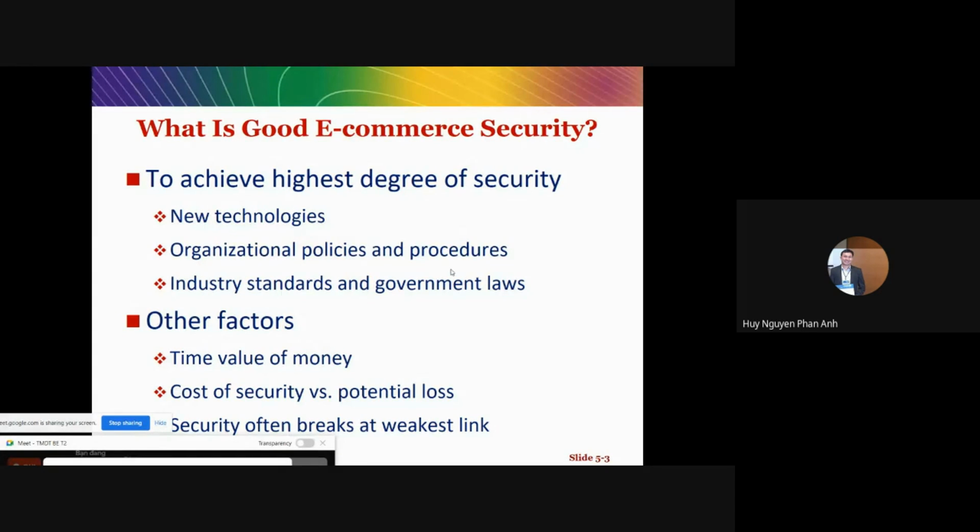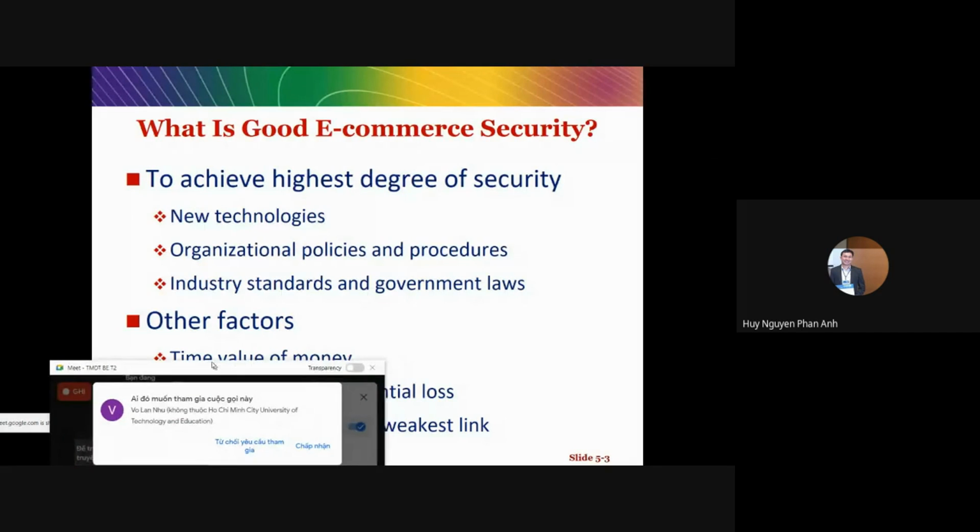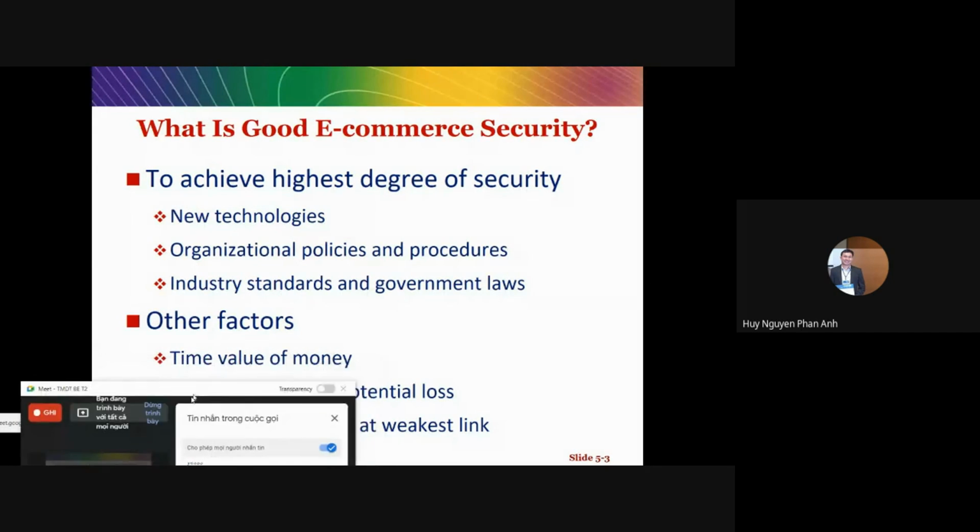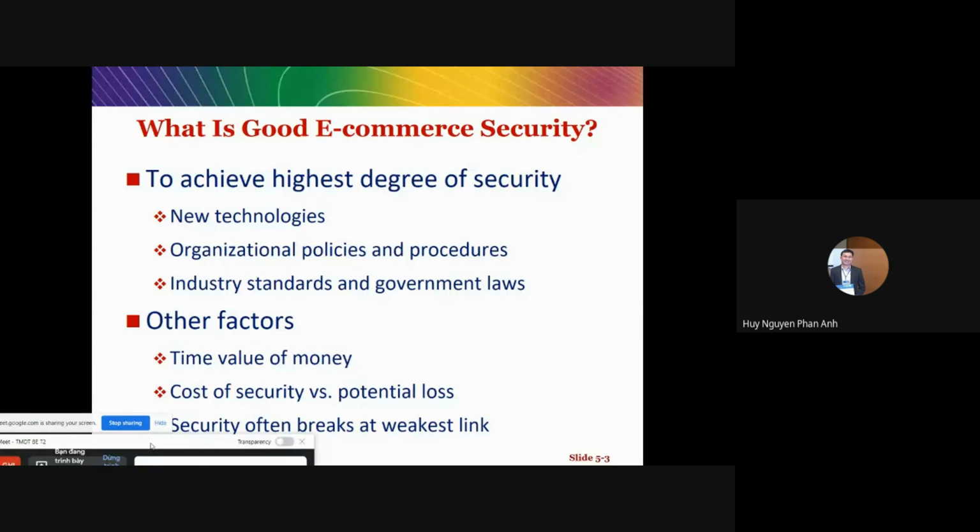So employees must join in and follow the guidelines or procedures, like how to handle mail, whether you should click on it or not. Or follow security procedures like logging off the PC before leaving. So procedures are also very important, not just the system or technology.